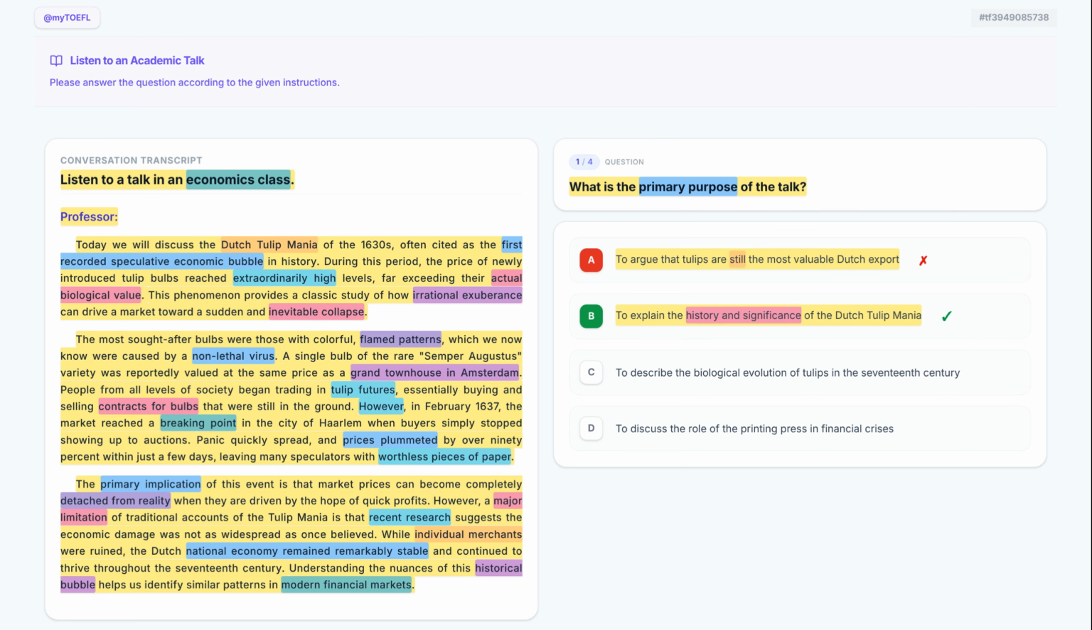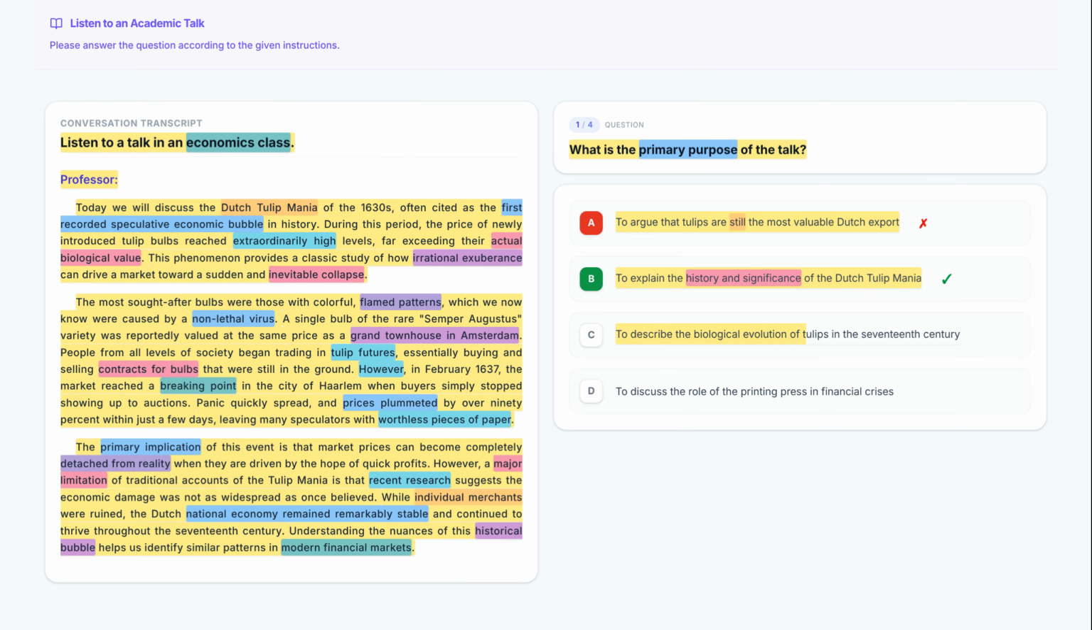Here is option C. Let's see if it fits: to describe the biological evolution of tulips in the 17th century. While the professor mentions a virus, the biological evolution is too narrow a focus and misses the economic point of the talk.